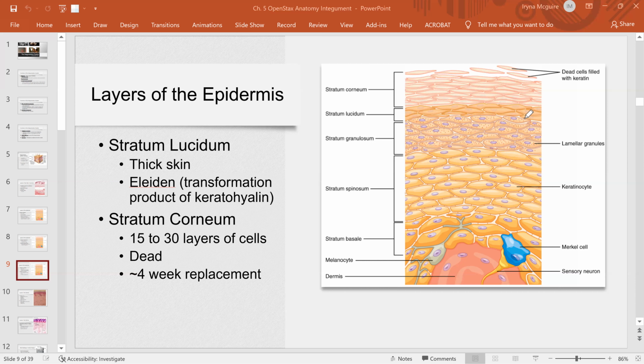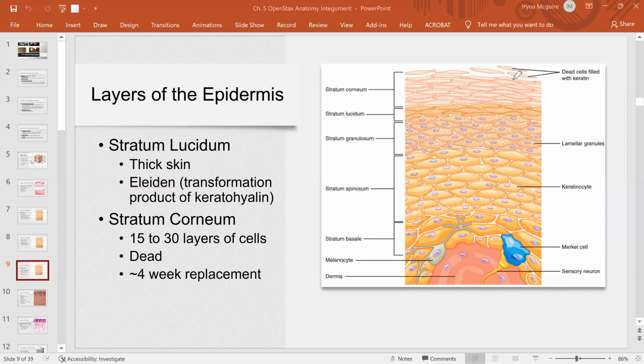those dead cells. And the most superficial is stratum corneum, 15 to 30 layers of cells. They are filled with keratin, they are dead. And you are constantly losing some of these cells, so they flake off your skin. And whatever flakes off needs to be replaced.